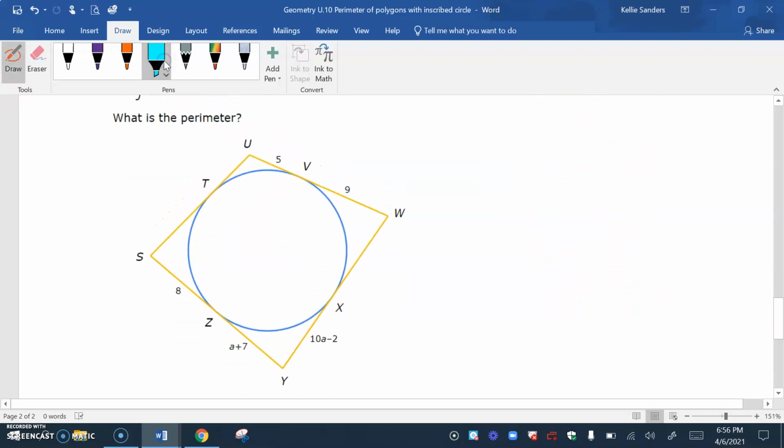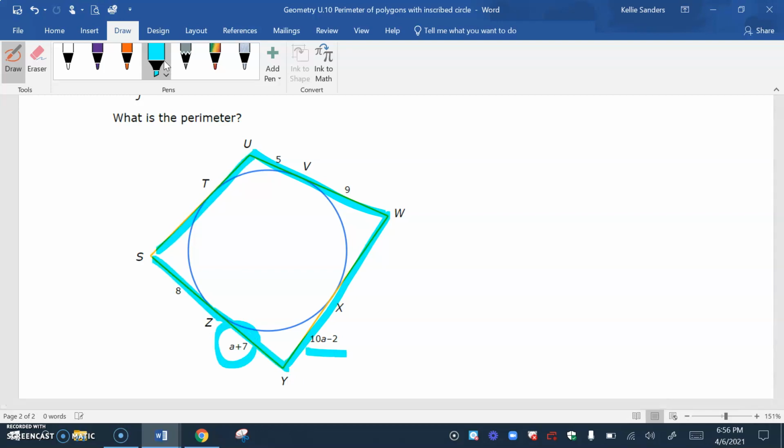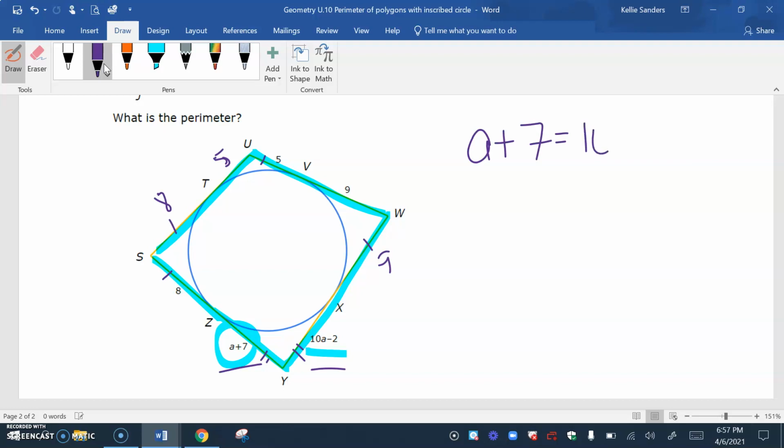What is the perimeter? So we're going to add all of these up again. To add all of them up, I guess I need to figure out what A is first. Well, if this is 8, then this is 8. If this is 5, then this is 5. If this is 9, then this is 9, because all of them equal each other, the tangent parts of it. So what about these two? Well, they are tangent to the same point, so they equal each other.